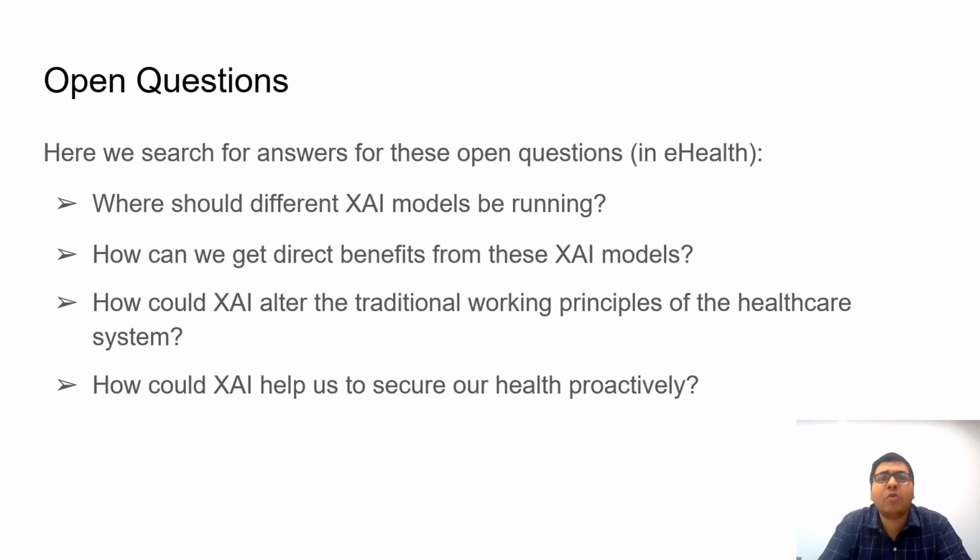There are some open questions that we want to answer. What are the open questions? The open questions are, first, where should different explainable AI models be running? Second, how can we get direct benefits from these explainable AI models? Third, how could explainable AI models or frameworks alter the traditional working principles of the healthcare system? And finally, the fourth question, how could explainable AI help us to secure our health proactively?